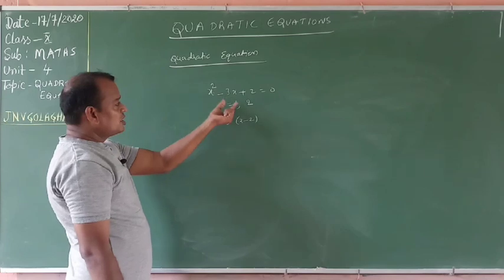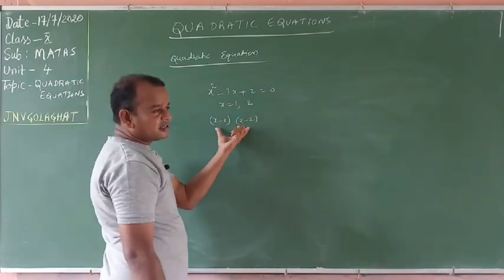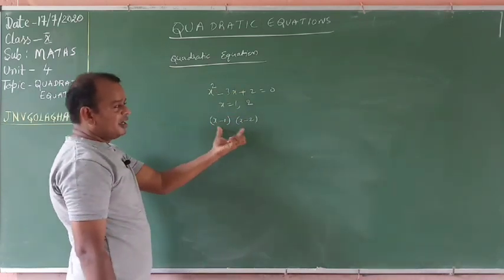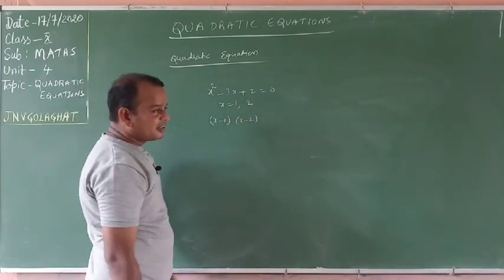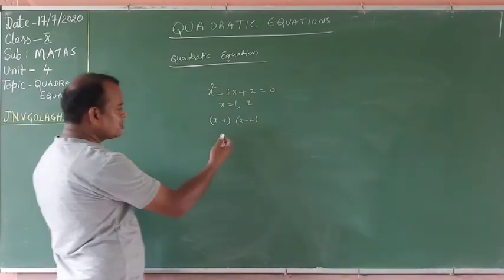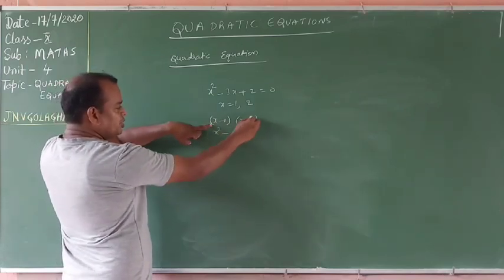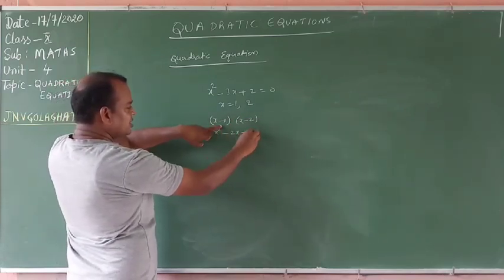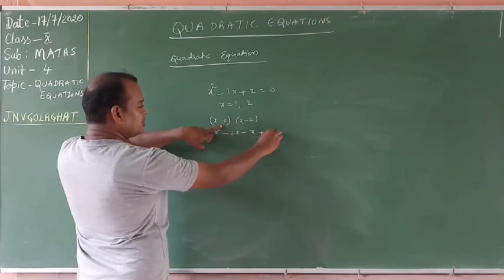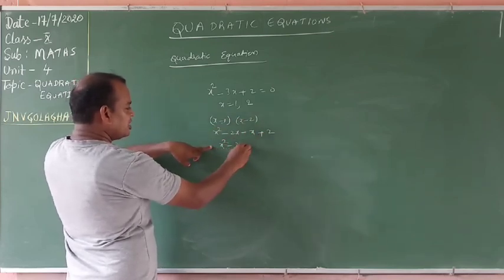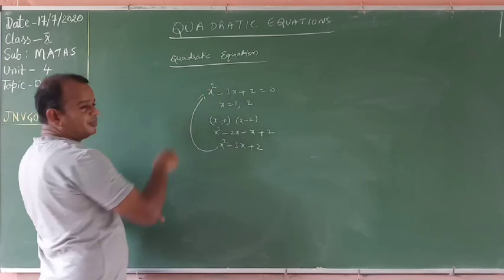How many roots are there? 2 roots means 100% 2 factors. It contains the product of the 2 factors. x minus 1, x minus 2 are the factors of the given quadratic equation. Now, for suppose we multiply this, what happened? x into x, x square, minus 2 into x, 2x, minus 1 into x, x, minus into minus plus 2 into 1, 2. Now, x square minus 3x plus 2. This one.